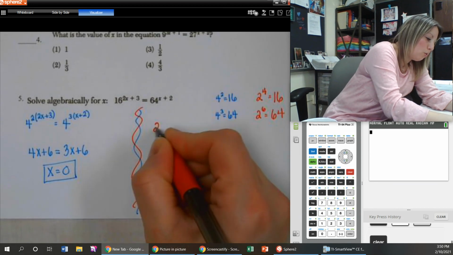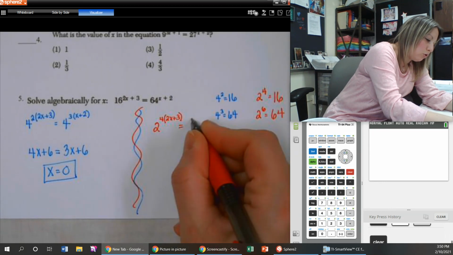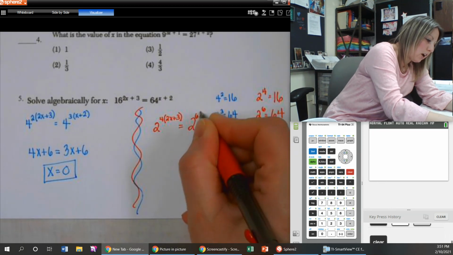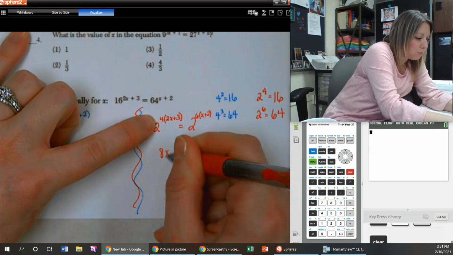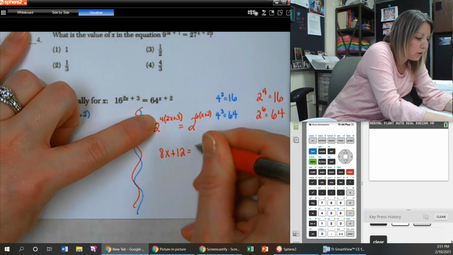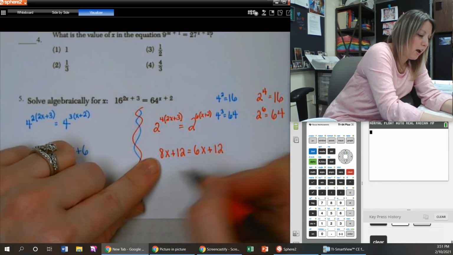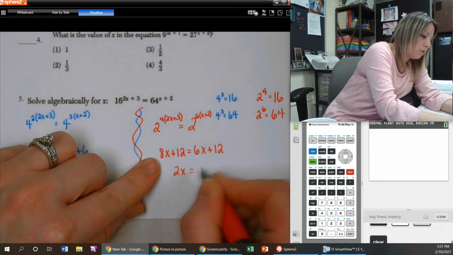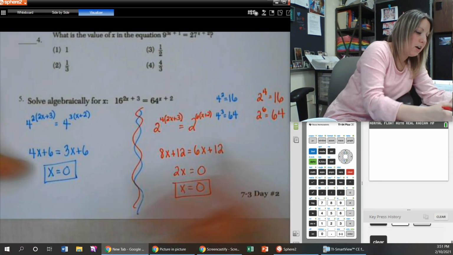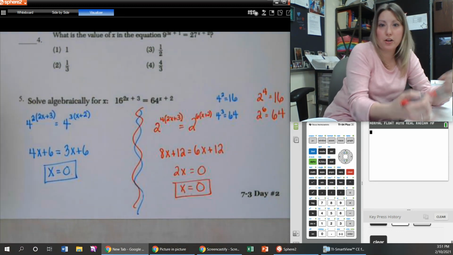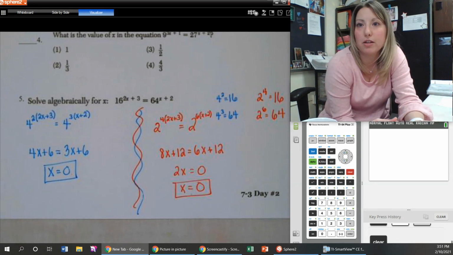So 2 to the fourth and then times the exponent that's already present equals 2 to the sixth times the exponent that's already present. And then I get 8x plus 12 equals 6x plus 12. And oh, I subtract this, I get 2x equals, subtract that, 0. X equals 0 is still my answer. Did it matter which of the common bases I used in that scenario? I got the same answer.